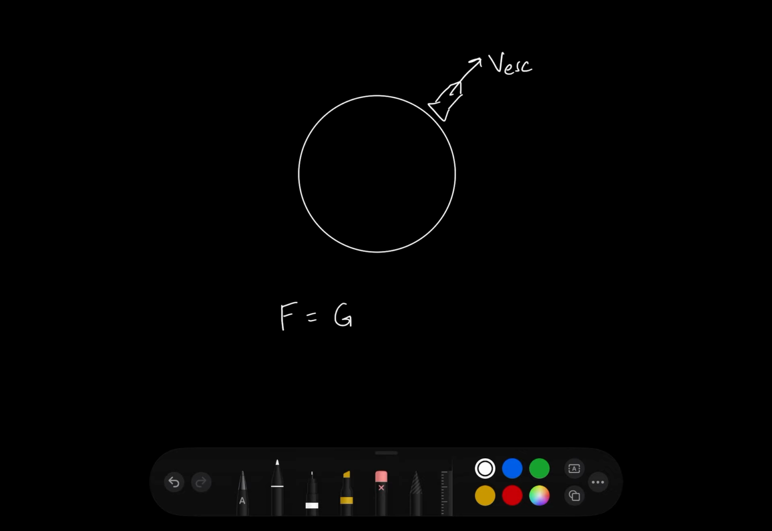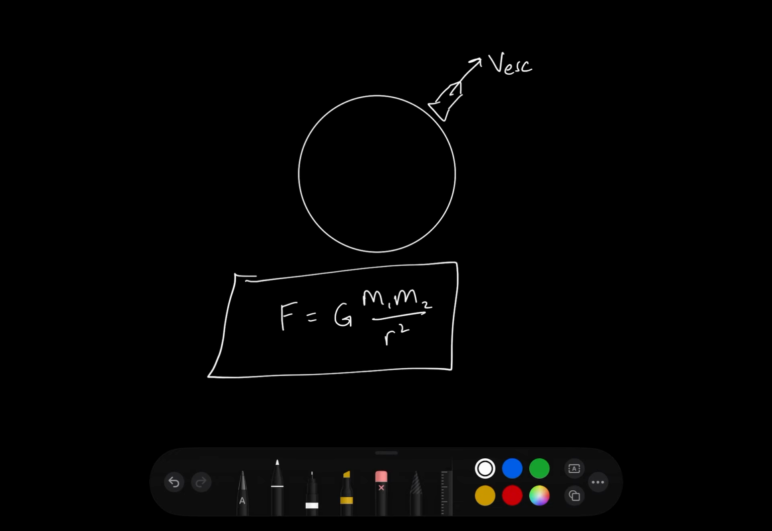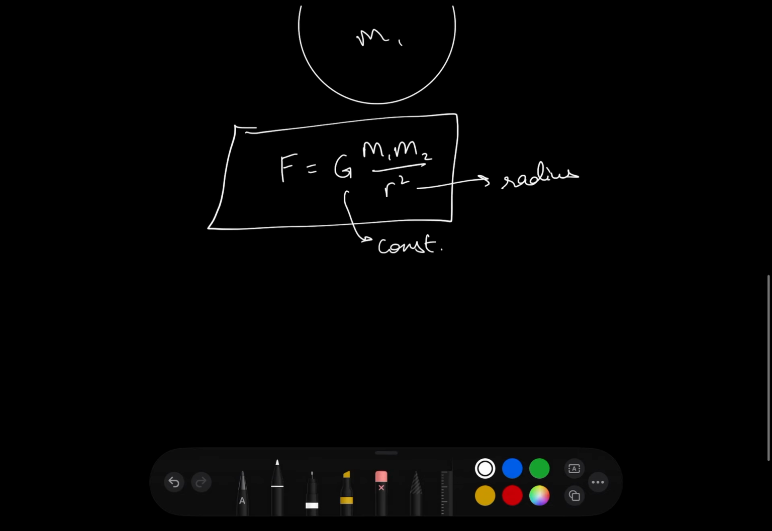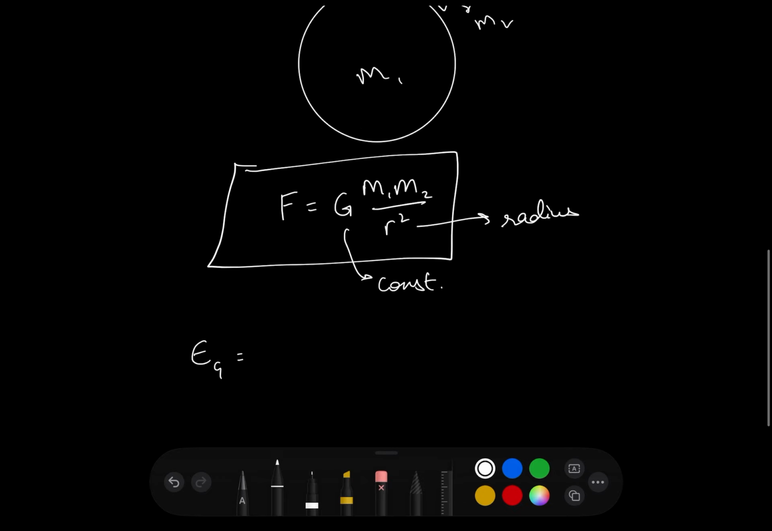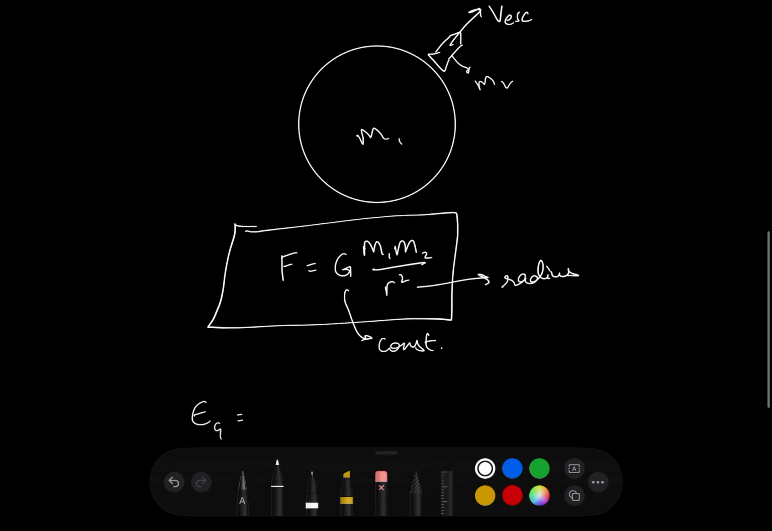So we know that F is equal to G m1 m2 by r squared, which is the law of gravitation. G is the gravitational constant, r is the radius of the Earth, and m1 is the mass of the first body, the Earth in this case, and m2 is the mass of the rocket.